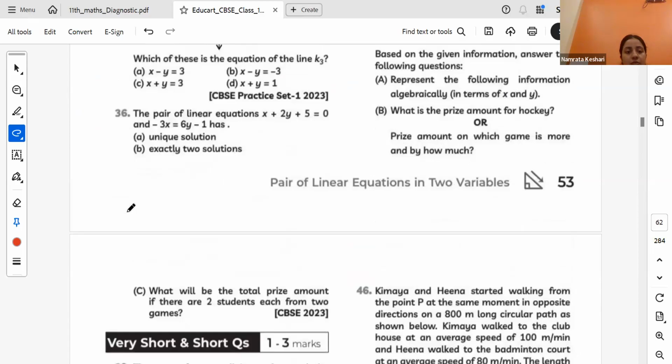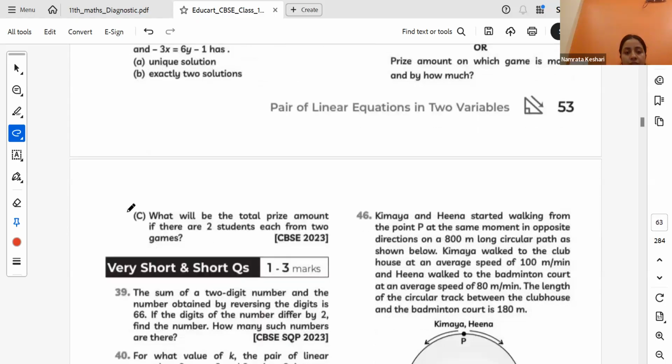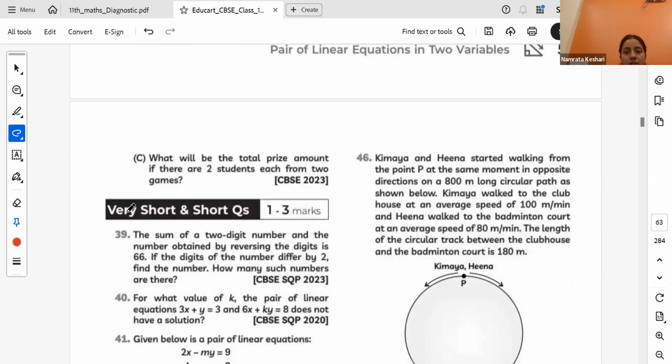Question number 36 also, Ritvika, you can see it's exactly the same thing. But here you don't have lambda and all, you just have the numbers, which is easier to deal with, right? Okay, let's see the next question.